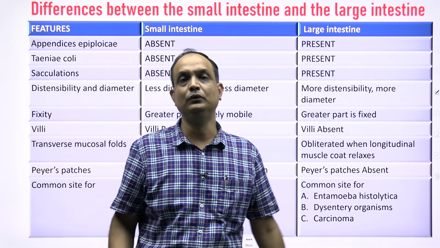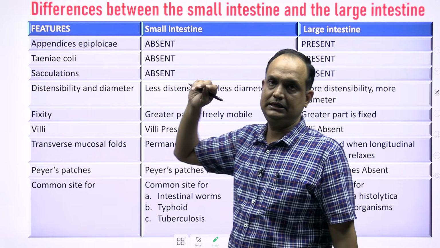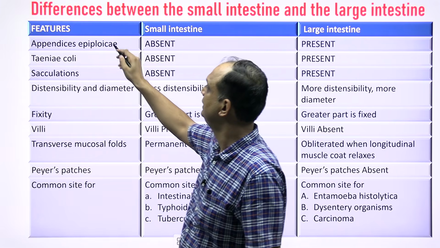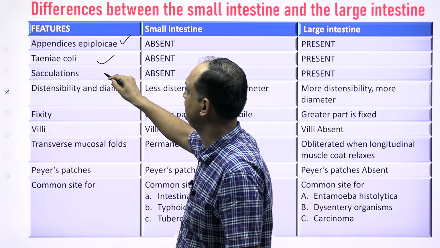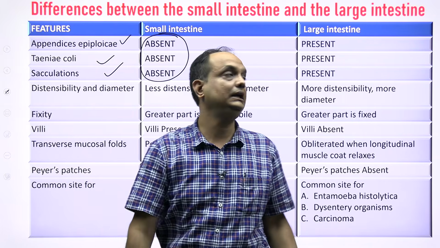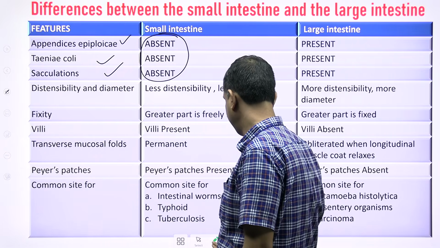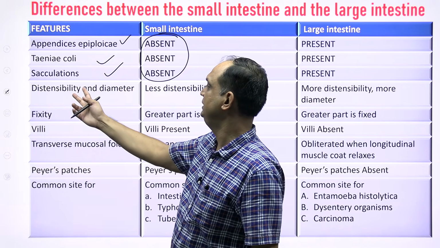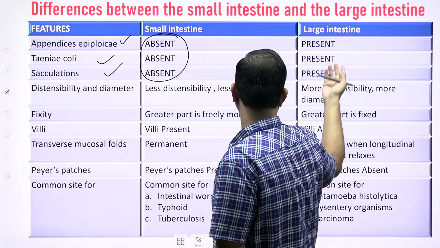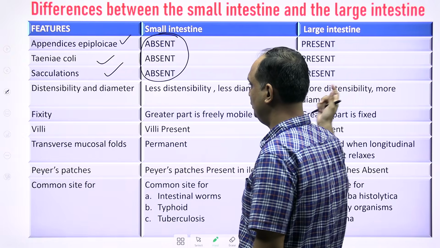Now there are a few tables. One is the difference between the small and large intestine. There are three cardinal, or unique, features of the large intestine: appendices epiploicae, teniae and sacculations. Obviously all three are absent in the small intestine, and all three are present in the large intestine, which is its unique feature. Apart from that, if you look at the dimensions, it is small because the diameter is small, and large because its diameter is large. The small intestine is less distensible, the large is more distensible.